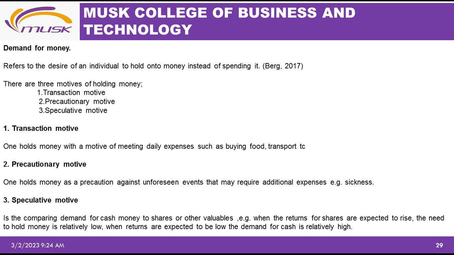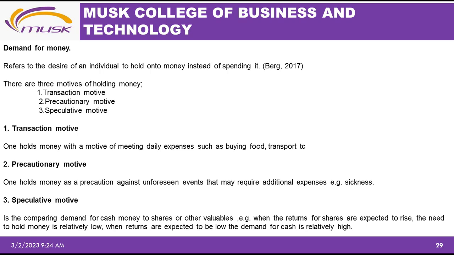Then we have the precautionary motive. One holds money as a precaution against unforeseen events, e.g., sickness. So it is for this particular motive that individuals will take up insurance policies, for example. You aren't sure that you are going to be sick tomorrow, but because you are taking precaution, you decide to pay for an insurance cover. It's just a precautionary aspect.